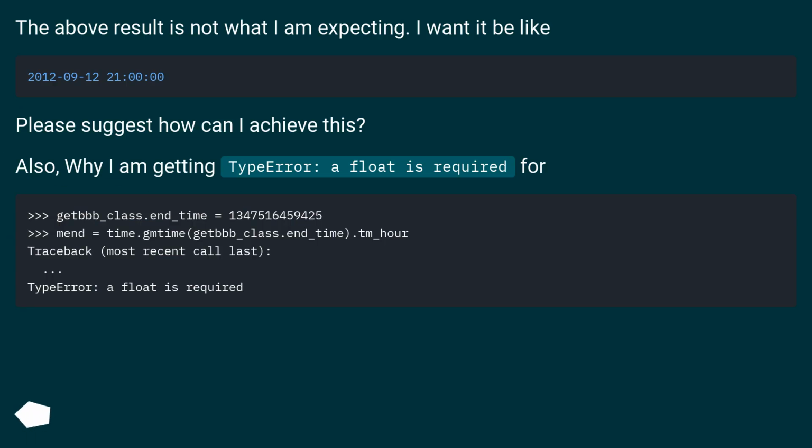The above result is not what I'm expecting. I want it to be like this. Please suggest how I can achieve this. Also, why am I getting a type error: column of float is required for.